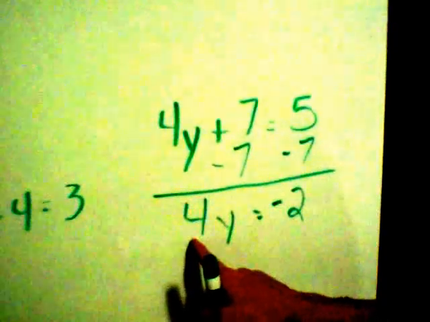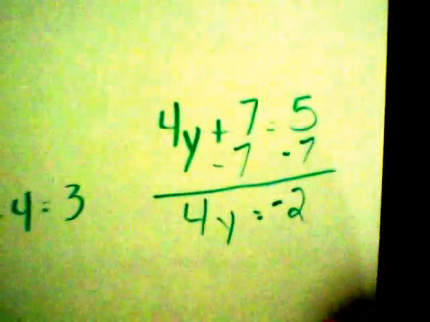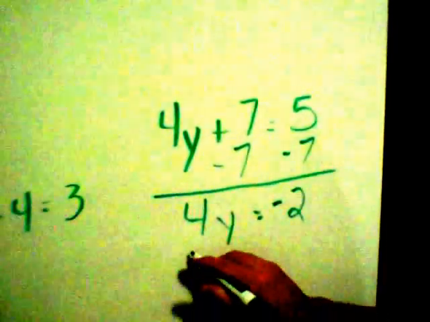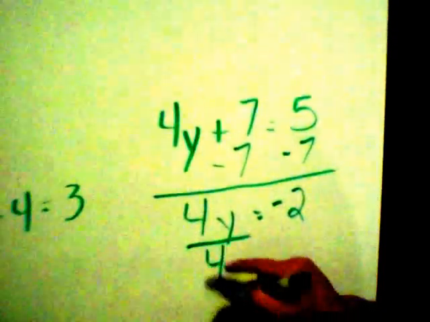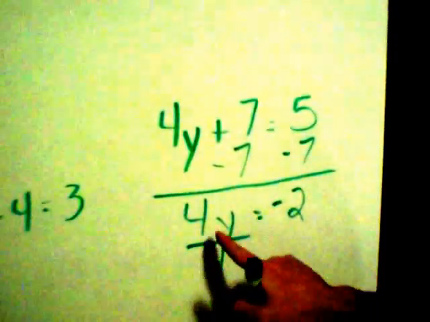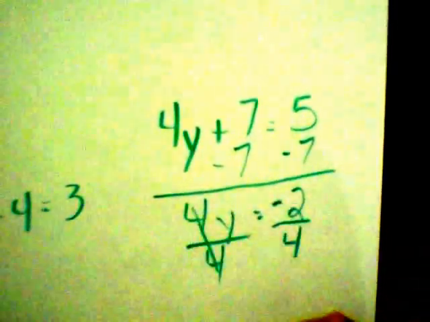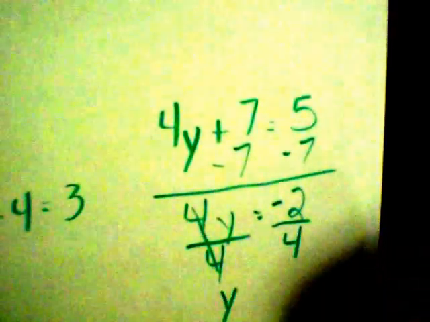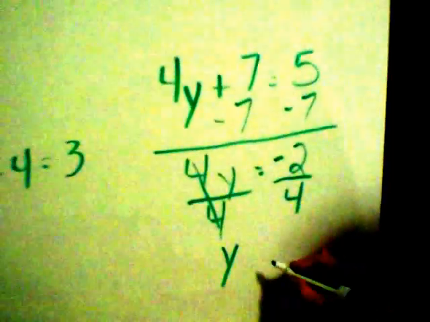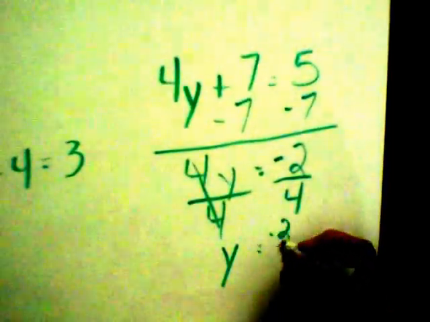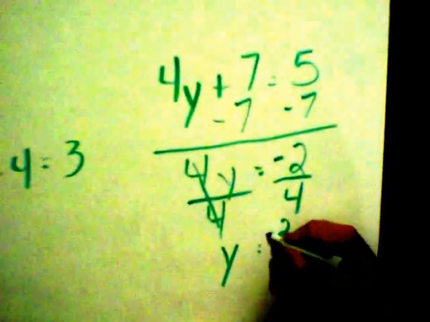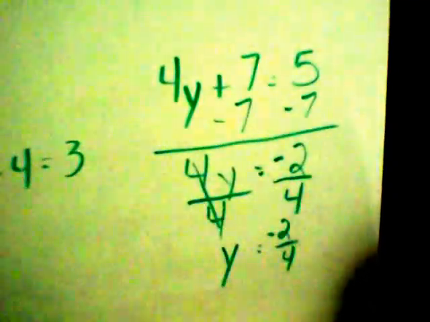Okay, now we've got 4y equals negative 2. The way you get rid of the 4 is to divide, because previously we were multiplying 4 times y. So I'm going to divide both sides by 4. That cancels that out. And that leaves me with y equals negative 2 over 4.